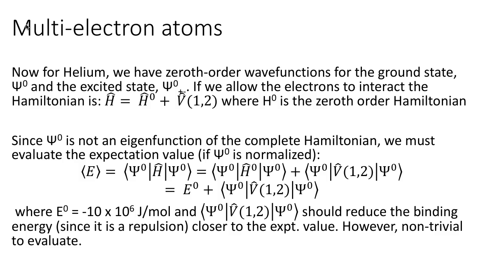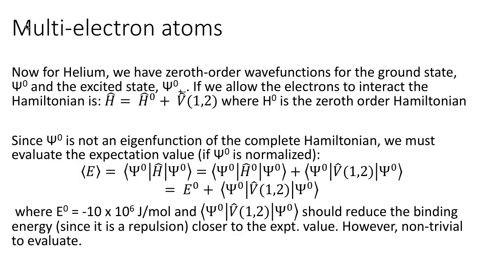Where the H0 is our 0th order Hamiltonian, or our operator. Psi 0 is only an eigenfunction of the 0th order Hamiltonian. We can solve that, but it's not an eigenfunction of the overall Hamiltonian. And we know, based on what we learned at the beginning of the course, if something's not an eigenfunction, if we want to evaluate it, we have to evaluate an expectation value.